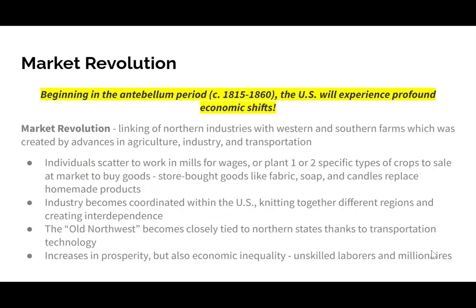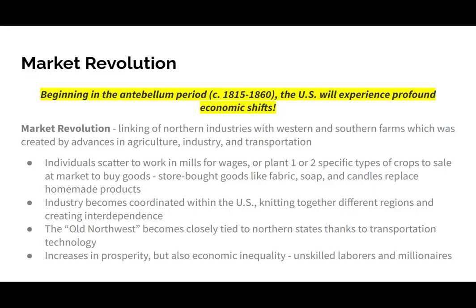Okay, so the market revolution occurs in the early 19th century. Now, I know you most likely know about industrialization from previous classes, right? Our first wave of early industrialization occurs in the early 19th century in the United States, and we are going to talk a little bit about that first wave of industrialization in this video. What you may not know as much about is the market revolution. Beginning in this antebellum period, the U.S. is going to experience profound economic shifts, and you need to know what the market revolution is.